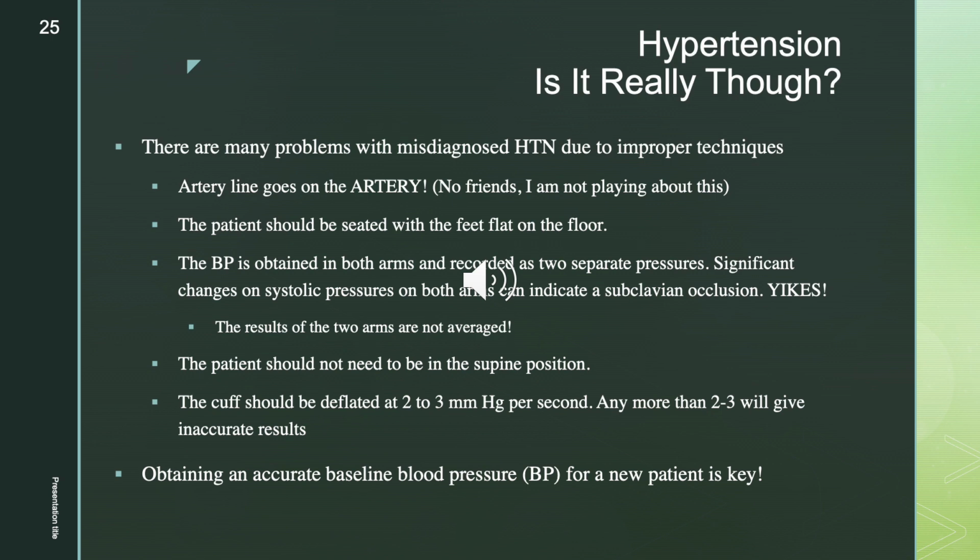So the cuff should be deflated 2 to 3 millimeters of mercury per second. Any more than 2 to 3 millimeters of mercury is an inaccurate result. So don't squeeze, go your 20 over, and then just pull the receiver and go ahead and loosen it all the way up, and then your gauge just pops down. Because at that point, you won't have an effective reading, okay?